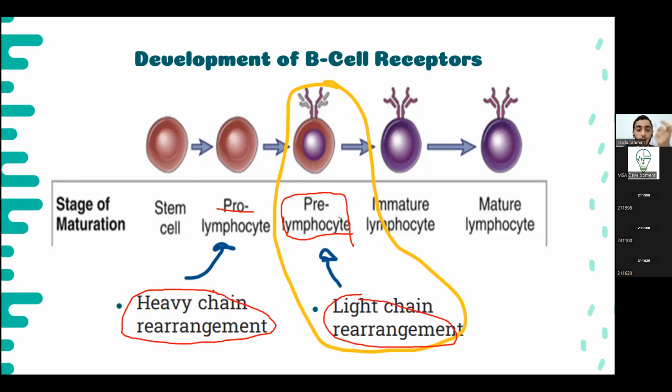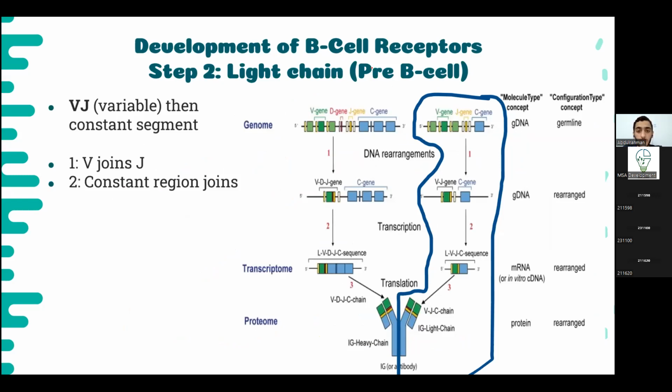Okay, so I hope this way helps you remember pro and pre. Now, the other step, which is in the pre-cell: how do we get the light chain? A difference between the light chain and the heavy chain is that the light chain, if you remember, looked smaller. See, the light chain is smaller.